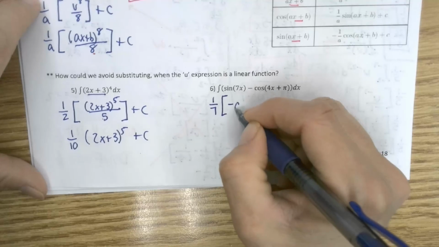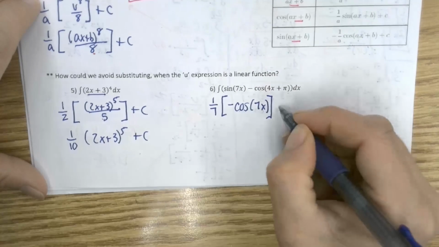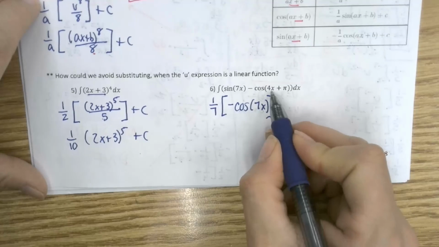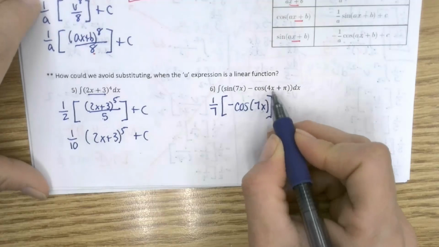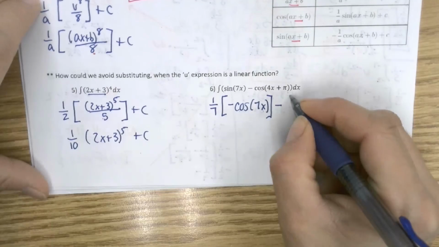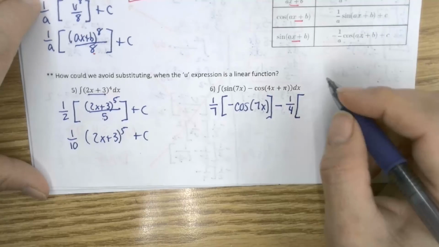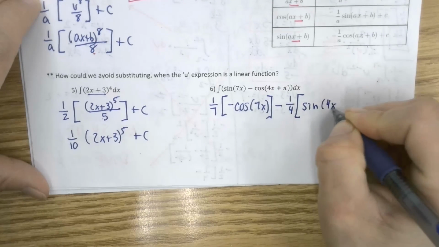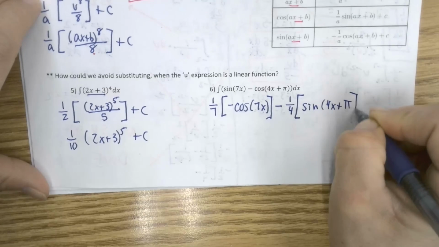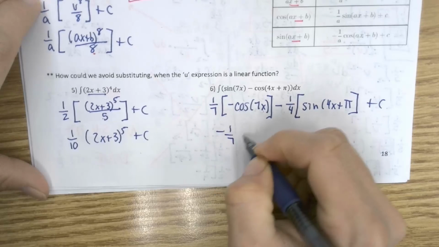Sine is the derivative of negative cosine. Bring down that 7x. Bring down that subtraction symbol. My inner function is 4x plus pi, so my coefficient of 4 would come out as a 1/4. The antiderivative of cosine would be sine of 4x plus pi. And then include your plus c on there. And you can just clean this up a little bit if you like.